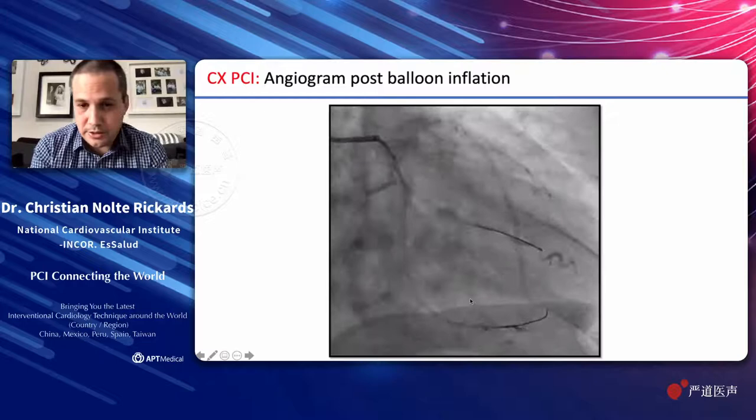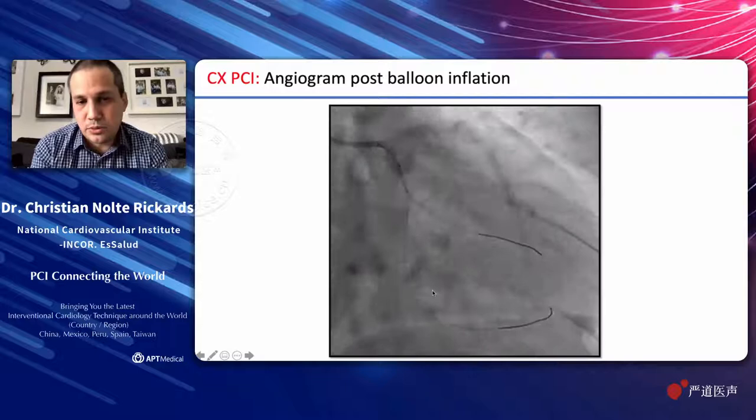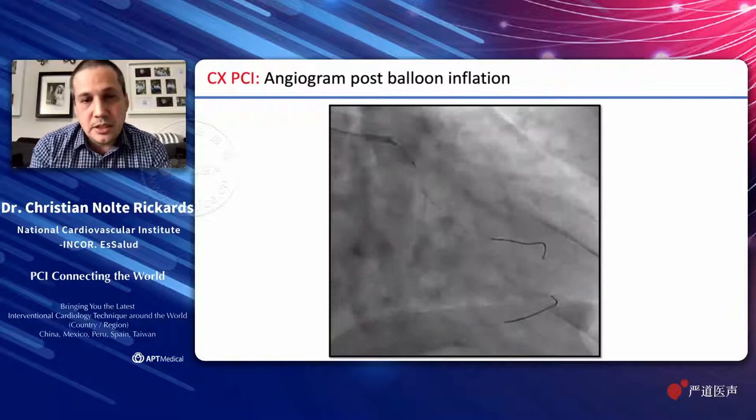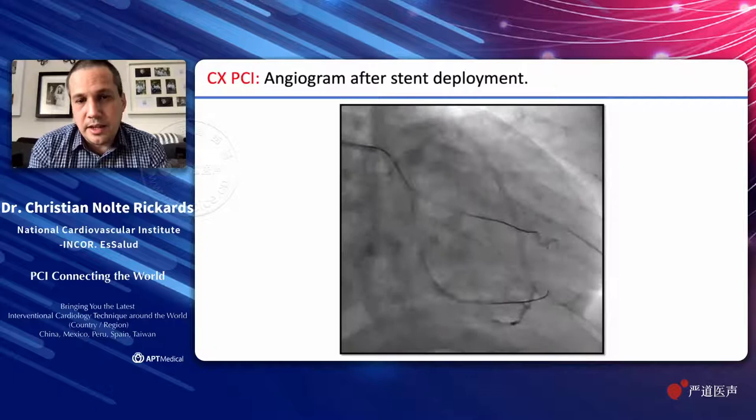So we continued with the initial plan that was doing provisional stenting in this segment, which was the distal segment of the circumflex right into the fourth marginal. So we deployed that first stent, which was an Ultimaster 2.5 by 33. And this is the angio after deploying that stent.